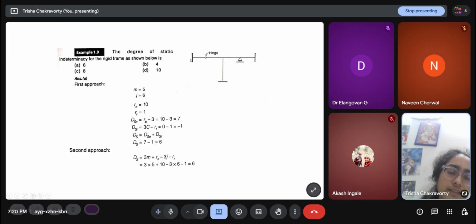And RR is 1, that is the number of members meeting at the internal hinge minus 1. So this is 2 minus 1. So you get the degree of structural indeterminacy from this formula as 6. And you can also split it into external and internal.